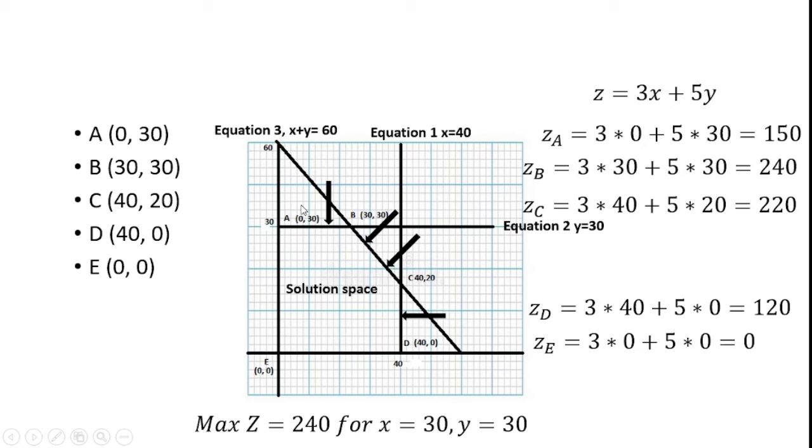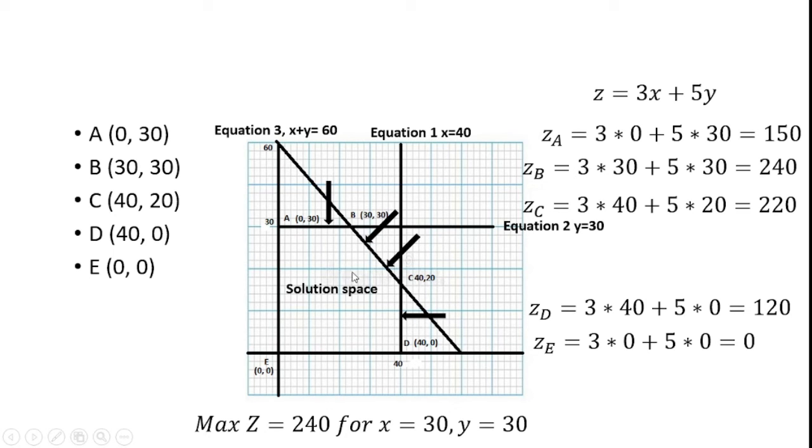What is the solution space? I want to identify the solution space. Here after the y direction there is an intersection available. After this equation 2 line there is an intersection available, so that I can find the solution space where the intersections are available, so I omit all the other things.